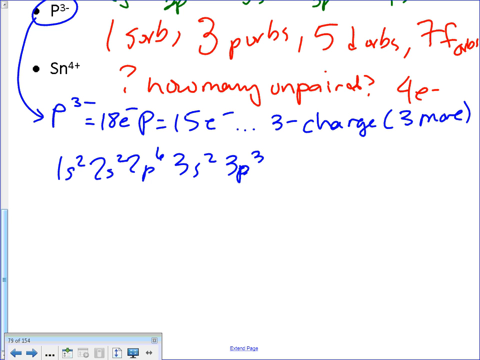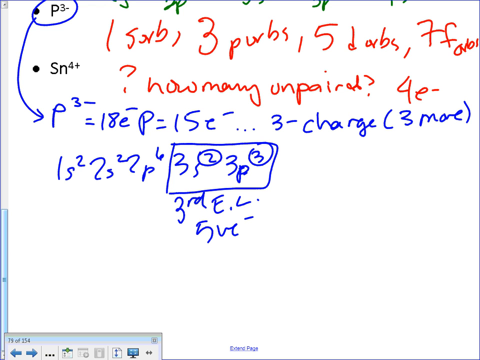How many valence electrons does phosphorus have? 5. So these are the 3rd energy level, and if you count up 2 plus 3, there are 5 valence electrons. What is the goal of all atoms? To have how many? 8, which we call an octet, right?